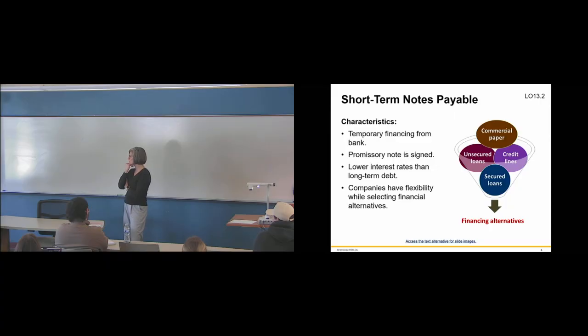And then companies, they do have flexibility. It's kind of like, you don't put all your eggs in one basket when we're talking about investments. The same is true when you're trying to finance your operations. Commercial paper, we'll talk more about. We've got unsecured versus secured loans. That has to do with collateral. And then credit lines are basically pre-arrangements to borrow funds from a bank or financial institution without having to fill out paperwork all the time.